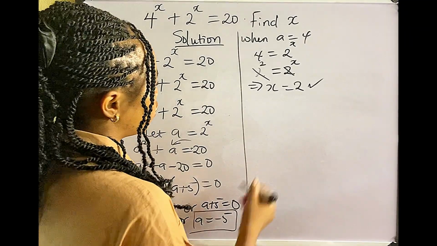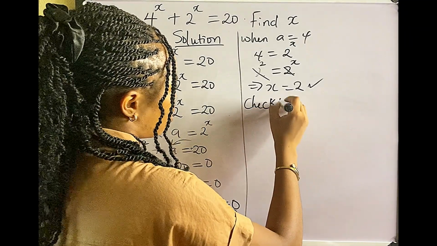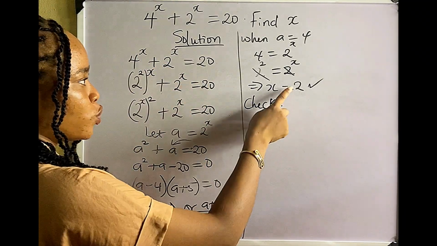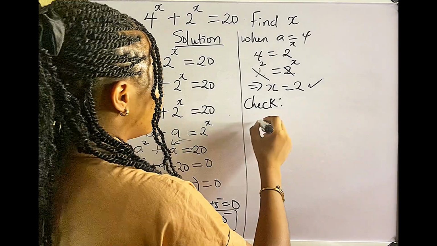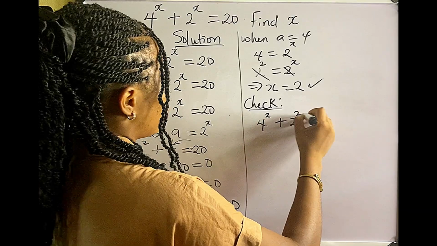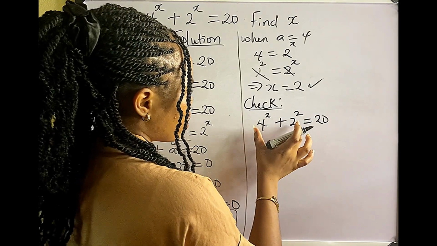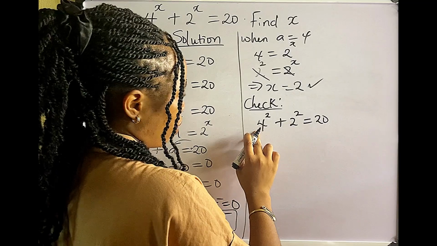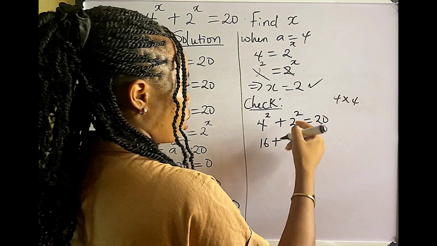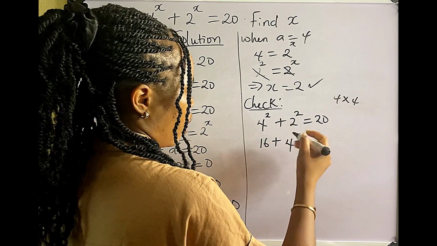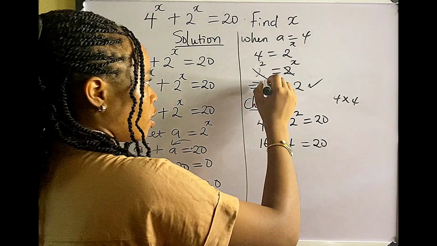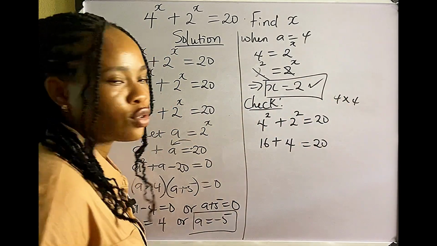So now we can check this. Anywhere we see x in this equation, we replace it with 2. So we have 4 raised to the power of 2 plus 2 raised to the power of 2 equals 20. Now let's see if this gives us this. What's 4 raised to the power of 2? That's 4 times 4, which is 16. 16 plus 2 raised to the power of 2, which is 4, and 16 plus 4 equals 20. So you see that this is the right solution.